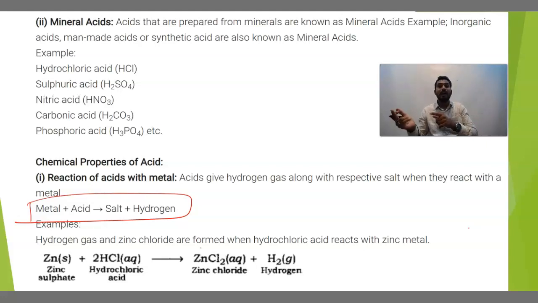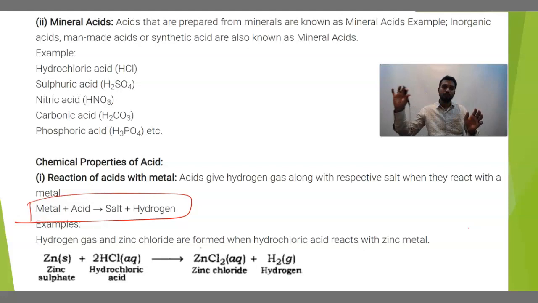Try to find the answer, remember the steps, and learn how to balance it. And you should write the answer like this: what happens when zinc reacts with HCl or hydrochloric acid? You should write it like this: when zinc reacts with hydrochloric acid, it forms zinc chloride and hydrogen gas is liberated.